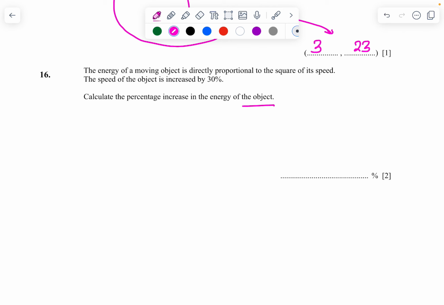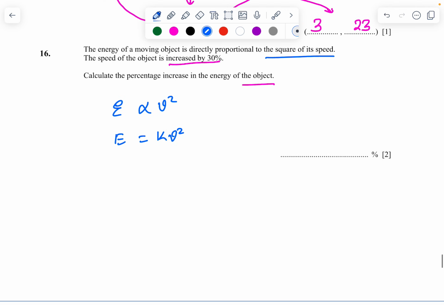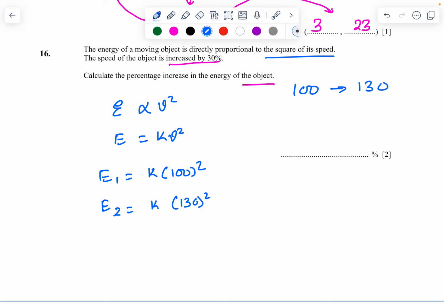So the speed of the object is increased by 30%. Then the energy of the object is directly proportional to the square of the speed. E equals k v square. Now the speed of the object is increased by 30. So previously it was 100. Now it became 130. So E equals k times 100 square. Now the new E, that was E1, this one is E2, k times 130 whole square.